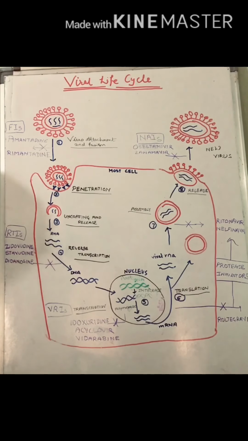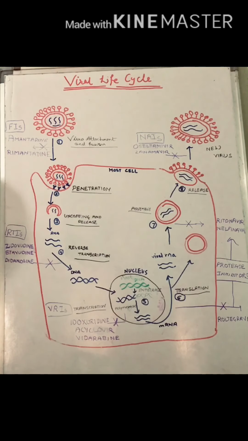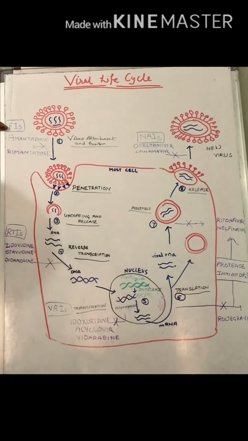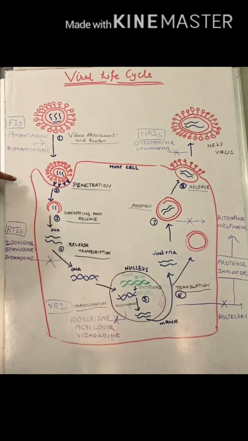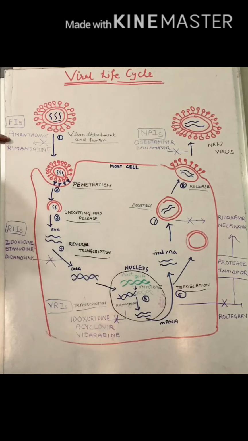Now we'll look at the drugs which are used to treat virus infections. We can classify antiviral drugs in the following manner. This is fusion inhibitors, which inhibit the fusion of the virus to the host cell. Examples of the drug are amantadine, rimantadine. Amantadine also inhibits the uncoating and release of the genetic material.